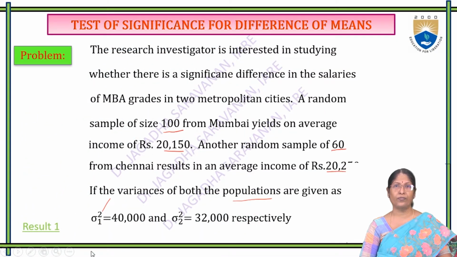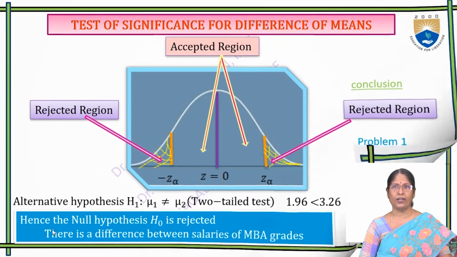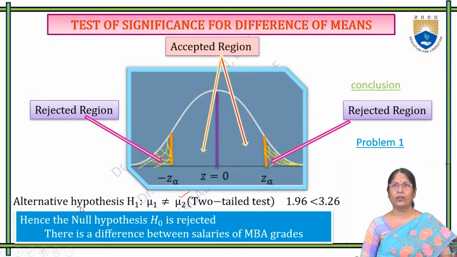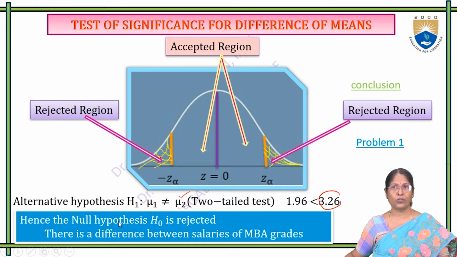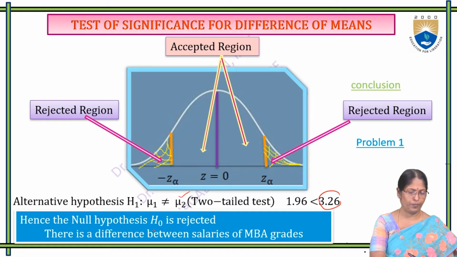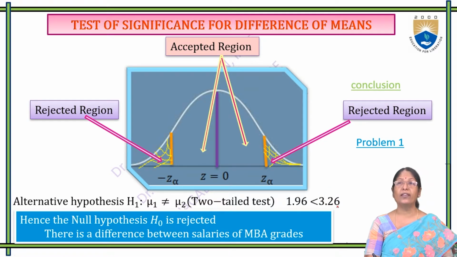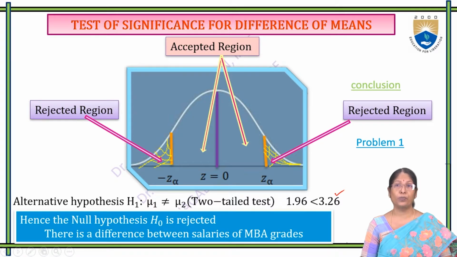Is there any significant difference? It is the question which is asked. So we calculated the test statistic and obtained 3.26. But the tabulated value should be more to accept the null hypothesis. Yes, is there any difference? So we are not in a position to accept the null hypothesis because the tabulated value is less than the calculated value. So there is a difference between the salaries of MBA grades. We rejected the null hypothesis. H0 is rejected.